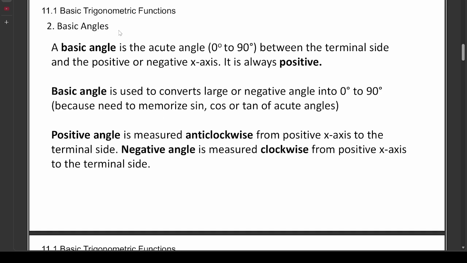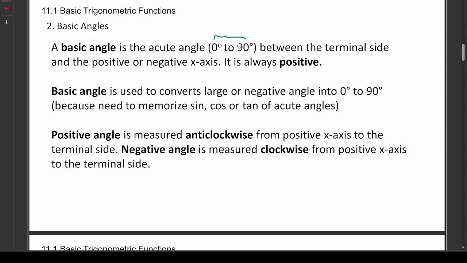Hello students, this is still 11.1. Now we talk about angles. Angles can be converted to basic angles, right? Why would we convert angles to basic angles? Because we are supposed to know some sine, cos, tan values of basic angles, which are really acute angles, angles between 0 and 90 degrees, right?